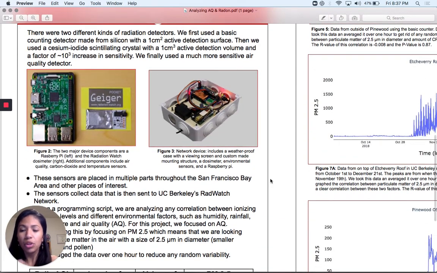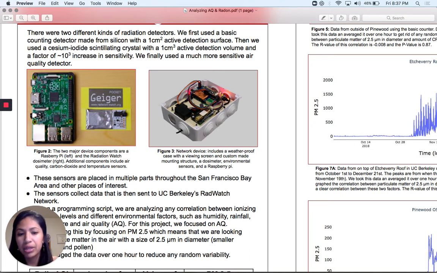So we have two major device components. Here on the left, this is a Raspberry Pi, and that's what our detector has. And then we have a RadiationWatch dosimeter on the right, which is just a Geiger counter. This is the way that it collects the radiation levels, by the Geiger counter.